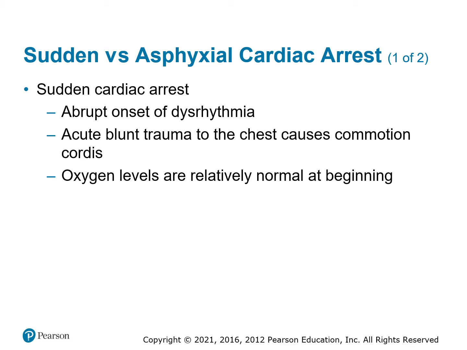Sudden cardiac arrest. It's an abrupt onset of dysrhythmia. This could be precipitated by some type of myocardial infarction or some type of other trauma. Could be blunt force trauma to the chest, a condition called commotio cordis. This is where you see the shirts that youth baseball players wear that have the little strike pad in the center of the chest. That is preventing this condition from happening. If you get a sudden blow to the center of the chest at just the right time, it can cause your heart to go into sudden cardiac arrest.